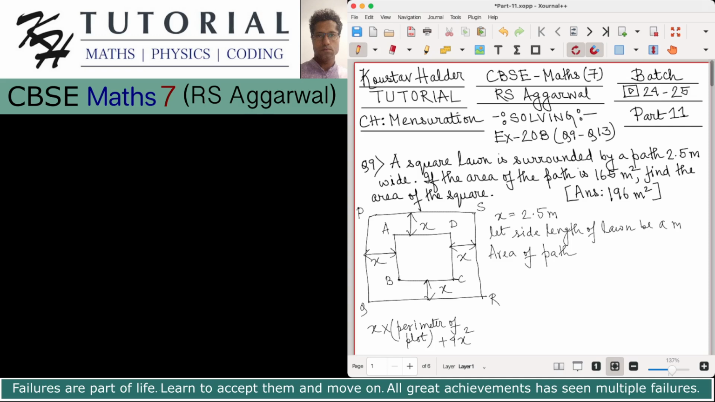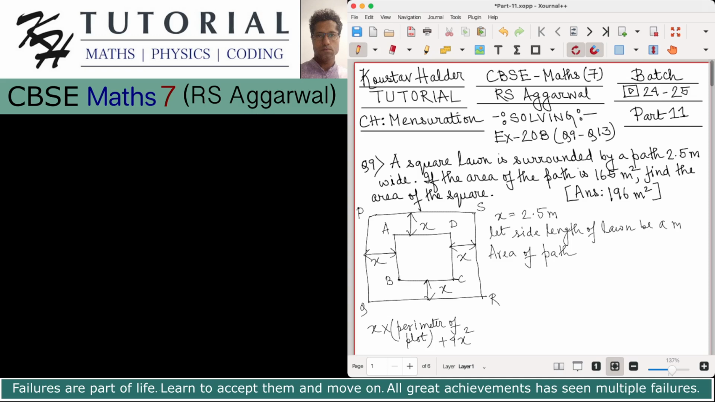But in any competitive examination, you can apply this formula: when the path is along a rectangular plot and it is outside, the area of the path will be x multiplied by perimeter of the plot plus 4x square, where x is the uniform width of the path. So to find the area of the path, you just need the perimeter of the plot. You do not need the specific dimension of the plot. Only the perimeter of the plot is required.